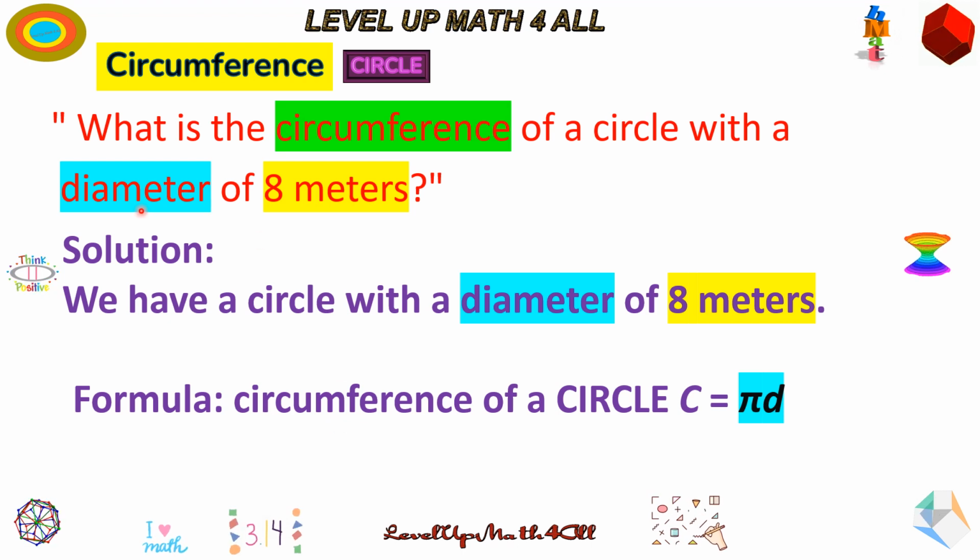So when we have the diameter of a circle and we have to find the circumference of a circle, the formula is pi d, where d is the representation of the diameter. So in this solution, we have to substitute the value of d, that is the diameter, which is 8 meters.